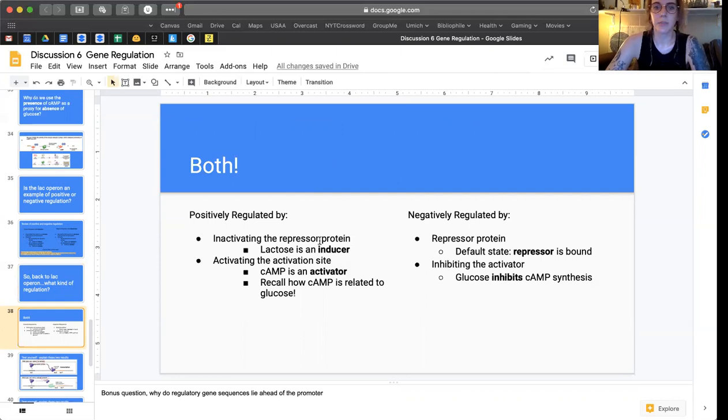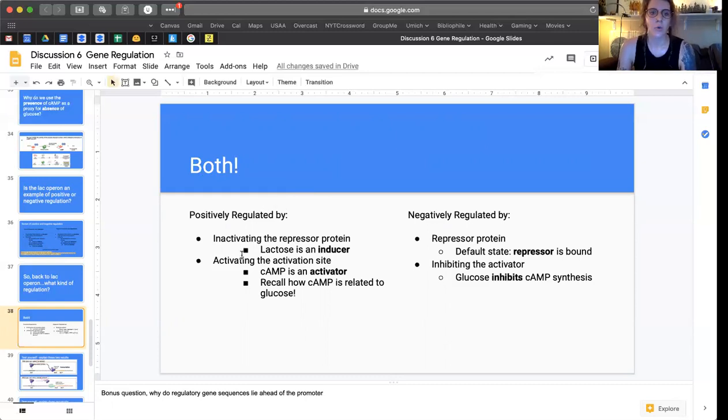There's two main mechanisms. For inactivating the repressor protein, we can hopefully recall that lactose was acting as an inducer, because in its natural state, the repressor is going to be bound and it's going to be inhibiting the reaction. But when we add that lactose, it's changing the shape so that the repressor protein falls off and suddenly the transcription can occur. So this is positive regulation because you're increasing the net availability of that transcription to occur.